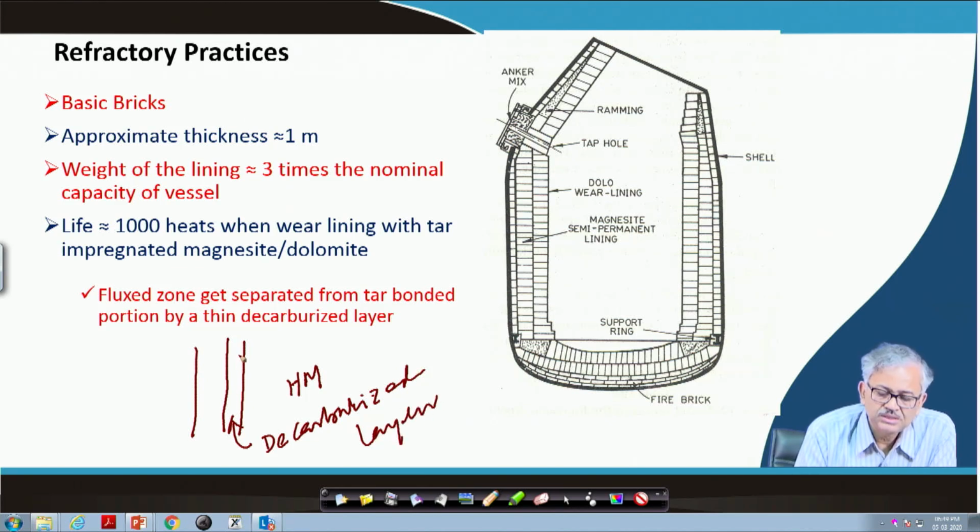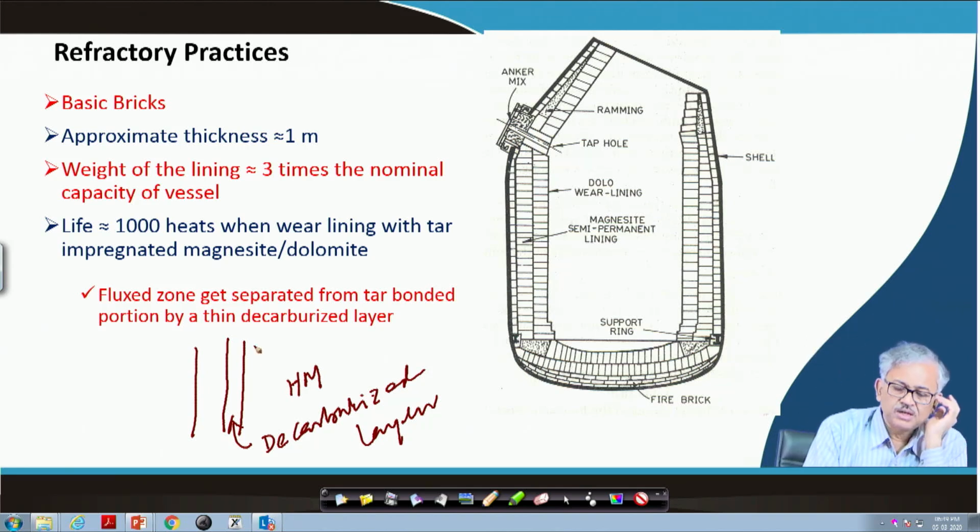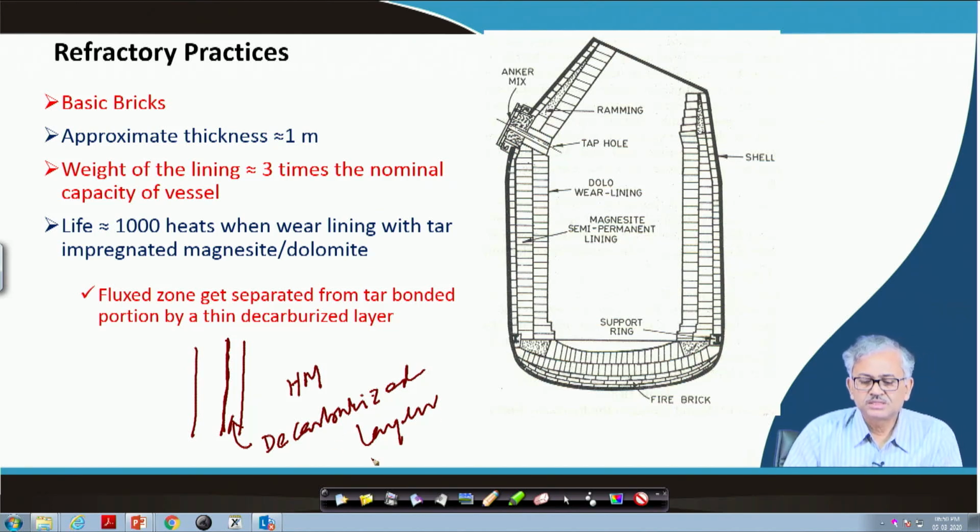When it is decarburized, a lot of pores form. Because of the pores, the hot metal cannot wet this layer further. Because these are micropores, the hot metal cannot wet them. As a result, the hot metal gets detached from the dense refractory lining. So this decarburized layer separates the tar bonded portion by a thin layer.